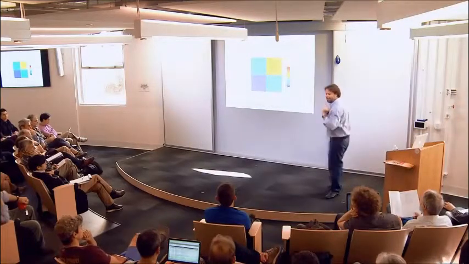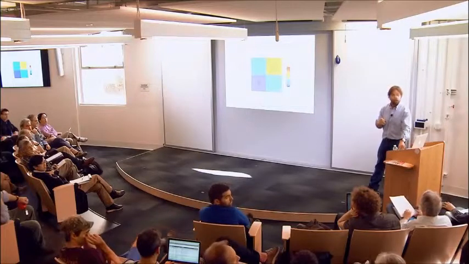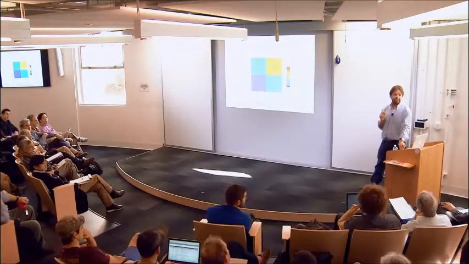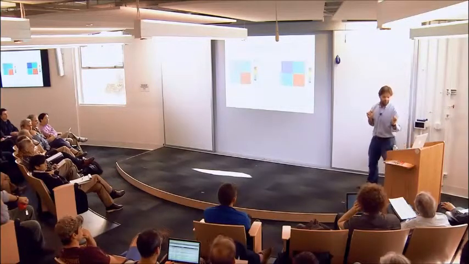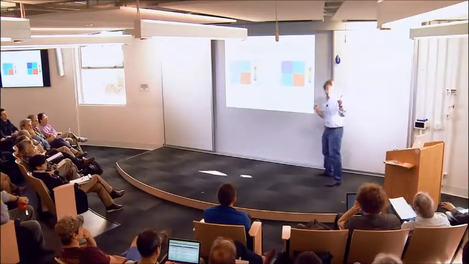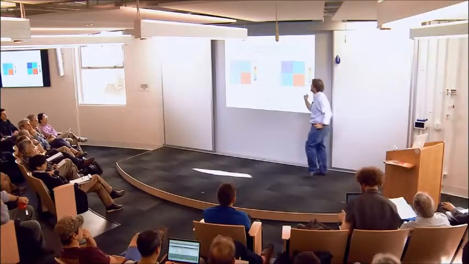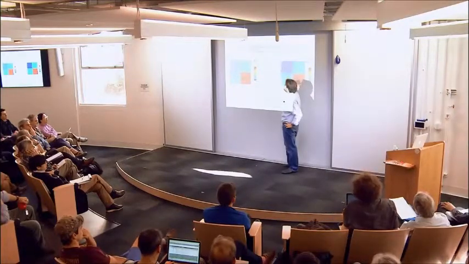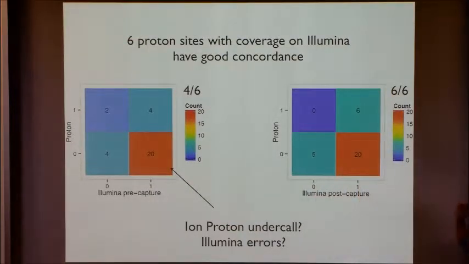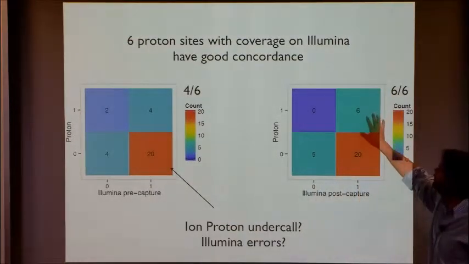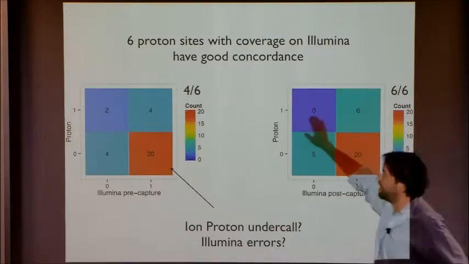I'm just giving you where we are with this. Does the error remain in sequencing or PCR? I think it's actually in the sequencing. And in fact, the error is probably in GATK. And I'll show you this result, which is that we do have the proton data. So in the proton data, there were 6 sites that had coverage on the Illumina. And those 6 sites got called reliably on the post-capture.